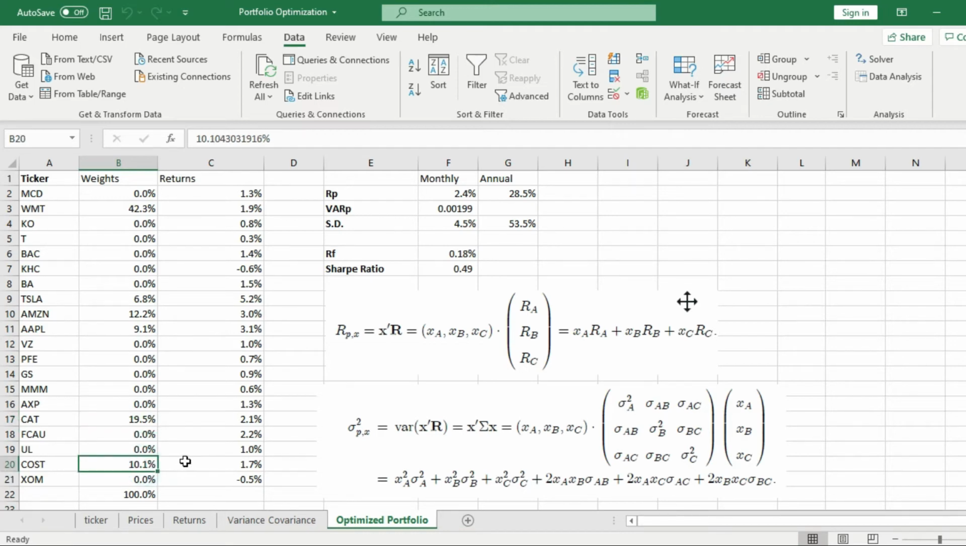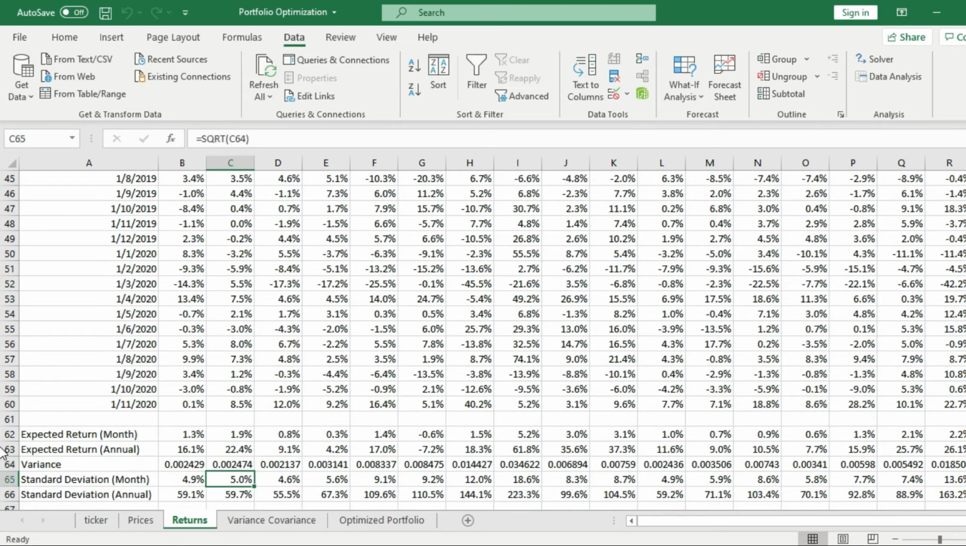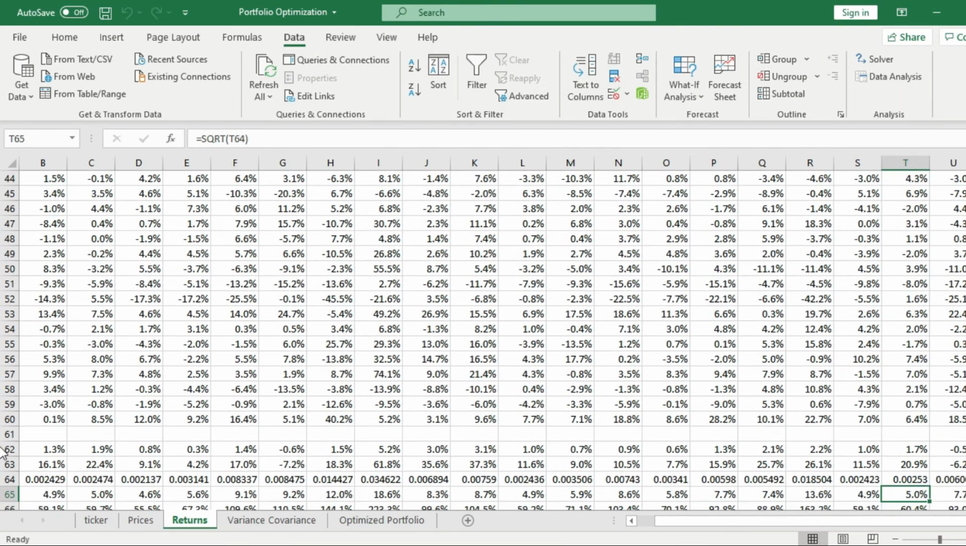It's really interesting to see that more than half of our portfolio is in two retail companies. And these two companies don't have a really high expected return, but probably, as we can see here, they have a low variance. For example, the variance of Walmart is 5% monthly, and the variance of Costco is also 5% monthly.